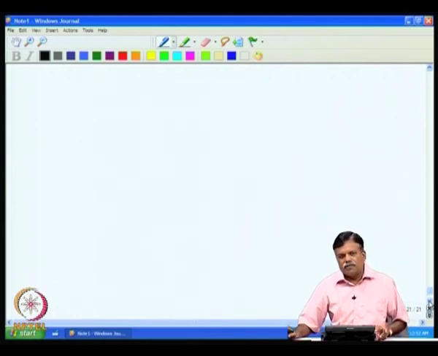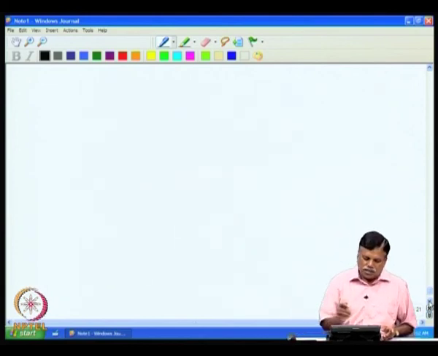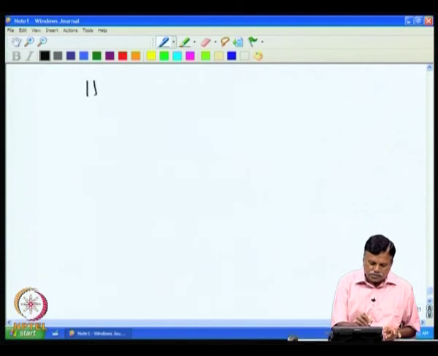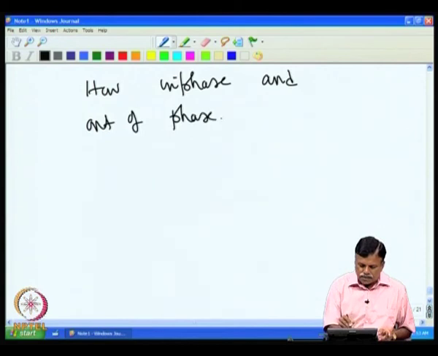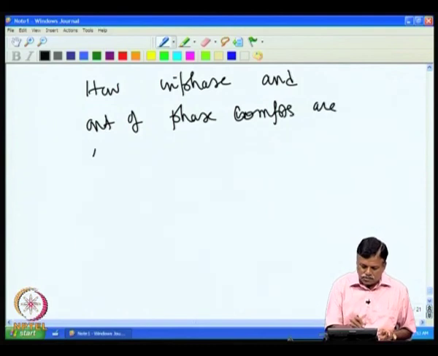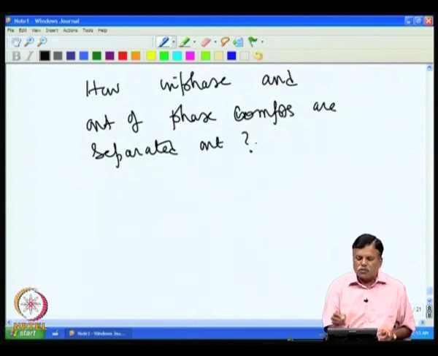Now, in the beginning we said that the lock-in amplifier is used for two purposes. One is for extracting the signal which is buried in the noise, the other one is to separate out the in-phase and out-of-phase components. So, how are the in-phase and out-of-phase components separated out? Because this is also required at many places.